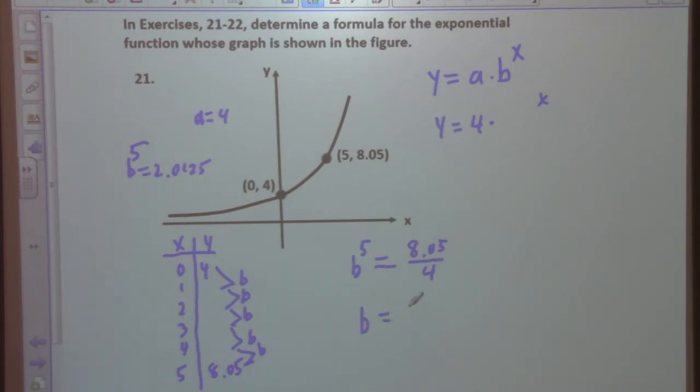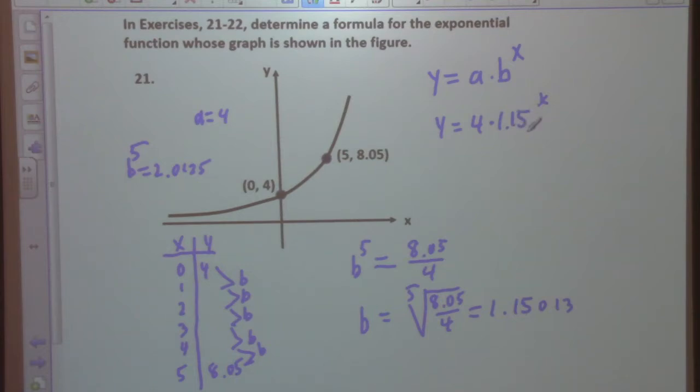So b is equal to the fifth root of 8.05 over 4, which, Angel, you said was 1.150. I think it's 1.1501 or something like that, right? Yeah. Okay. What happens is the book actually just rounds this and makes it 1.15, so I'll put the book's version in here.